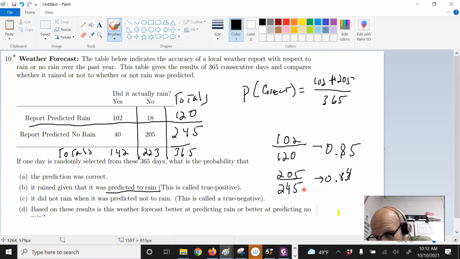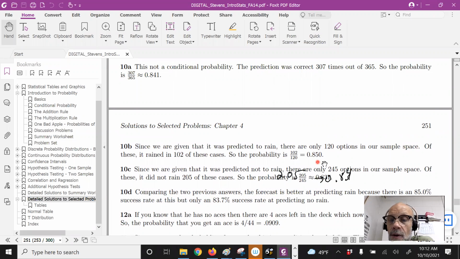And then I got these two probabilities correct. If we go back and look at those answers, 0.85. Now, Dr. Stevens is saying they're better at predicting no rain because it was 85% compared to 83% or 84% or so. I don't know. I think he's right, but I think it's awfully close to be saying that one's better than the other. You understand what he's saying, you understand what I'm saying.